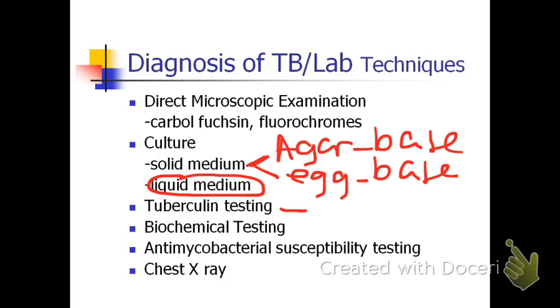And then the biochemical testing. The biochemical testing would allow us to phenotypically differentiate different species of Mycobacterium. Then of course, we could also perform antimycobacterial susceptibility testing, wherein most of the time we're using the agar-based medium for this matter, and of course chest X-ray.